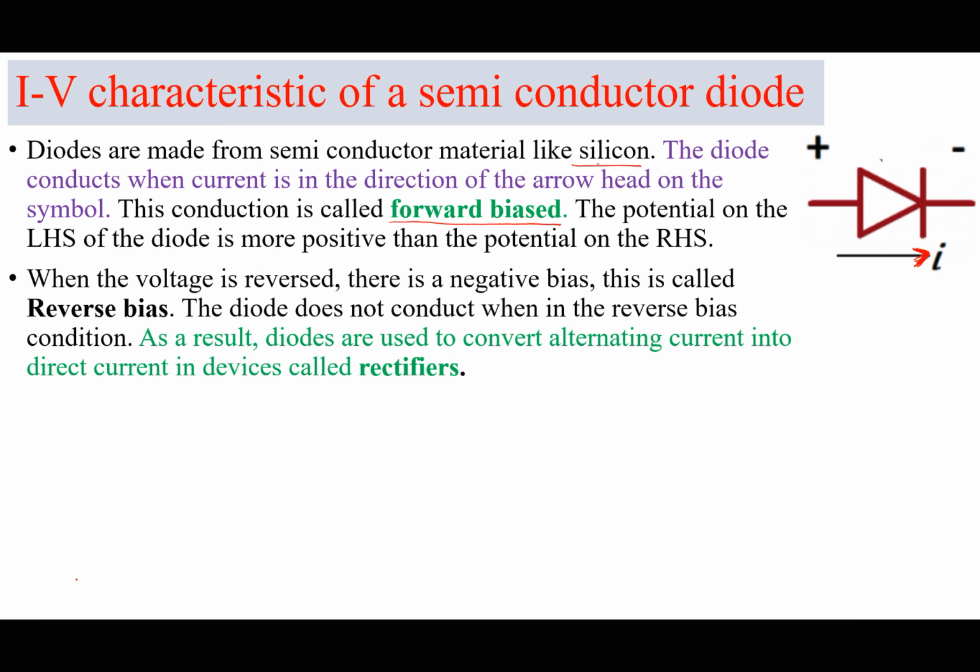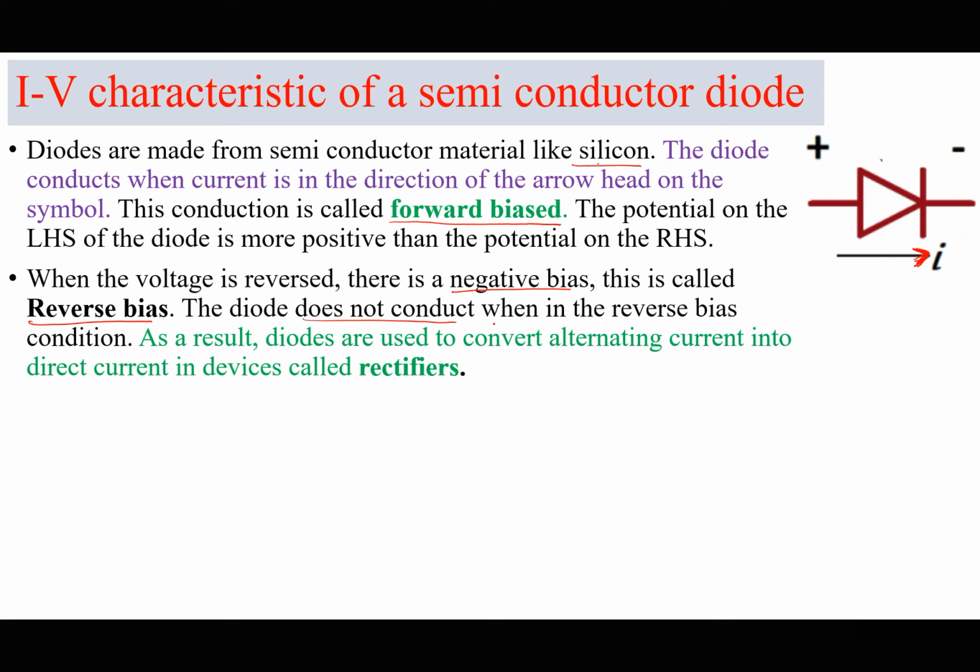If we try to reverse the PD or the voltage, we say we shall have a negative bias. This is called the reverse bias. The diode does not conduct when in the reverse bias condition. In the laboratory, you can try to connect a diode in the circuit and then reverse it and see if you will still have a reading.